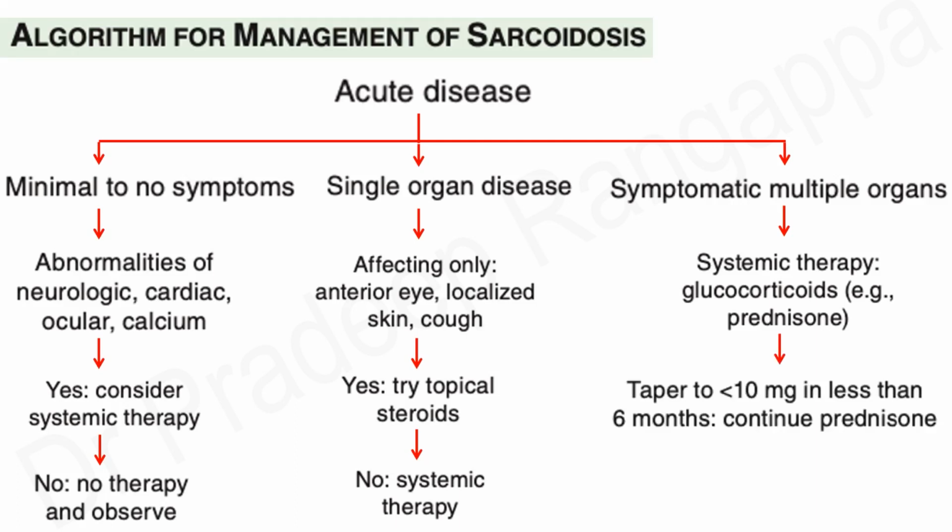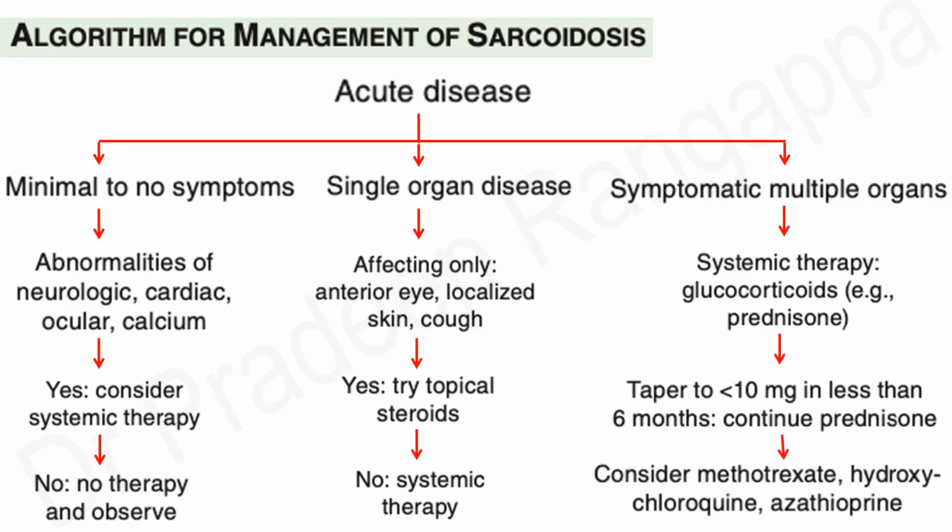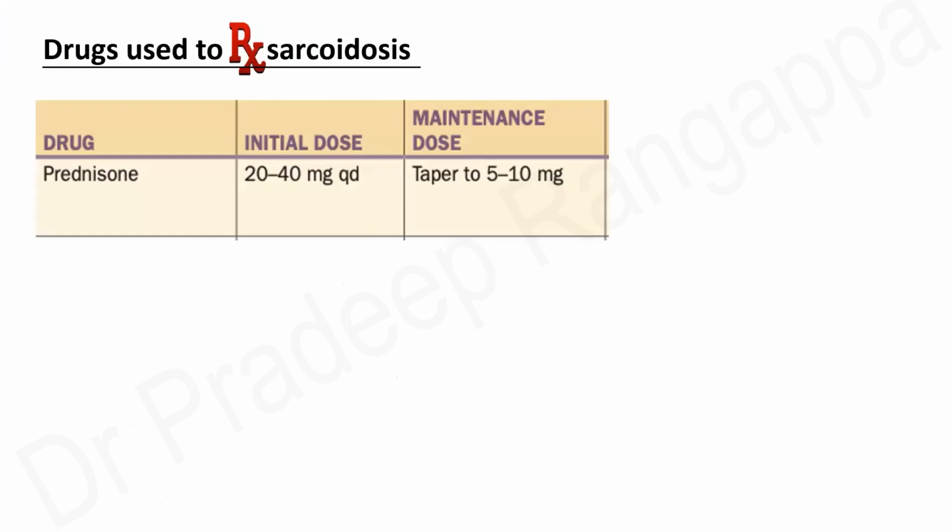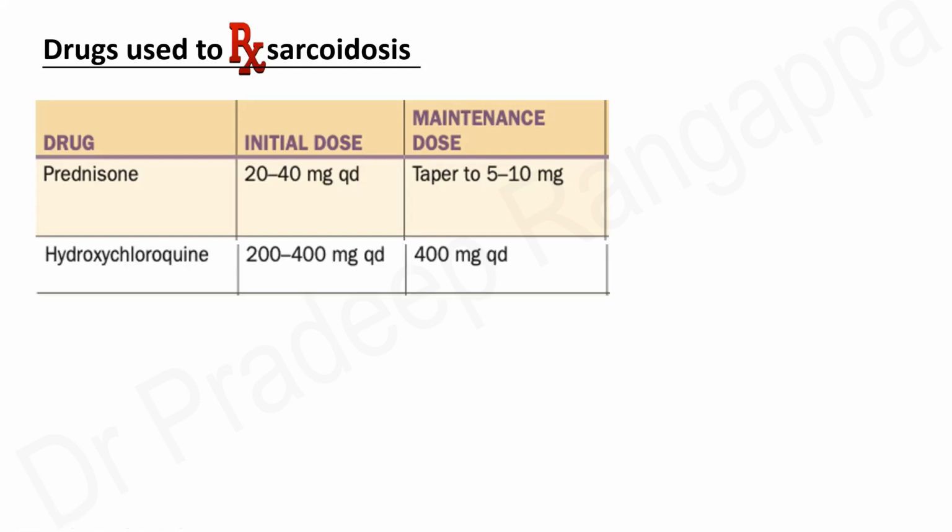And steroids have to be tapered to less than 10 milligram in less than 6 months, which means in 6 months, you should bring down the steroid to less than 10 milligram. If you are not able to bring it down to less than 10 milligram within 6 months, because the patient continues to remain symptomatic, then disease-modifying drugs like methotrexate, hydroxychloroquine, and azathioprine have to be added. So our aim is to start steroid and taper it to less than 10 milligram in 6 months' time, which is what is recommended. So drugs used to treat sarcoidosis: prednisolone 20 to 40 milligram once a day, tapered to 5 to 10 milligram, and bringing it to less than 10 milligram in 6 months should be the aim.